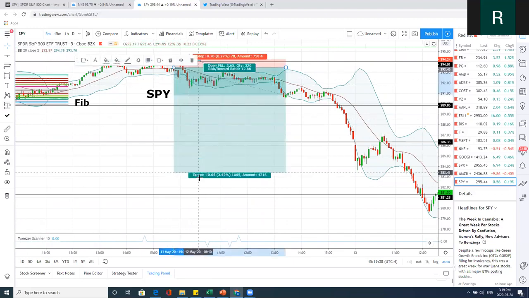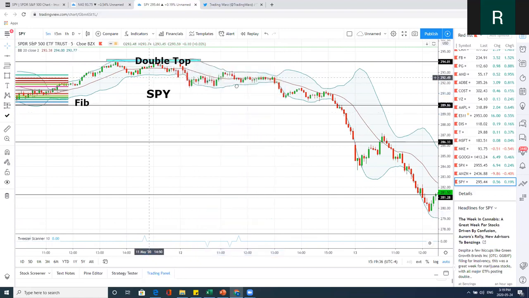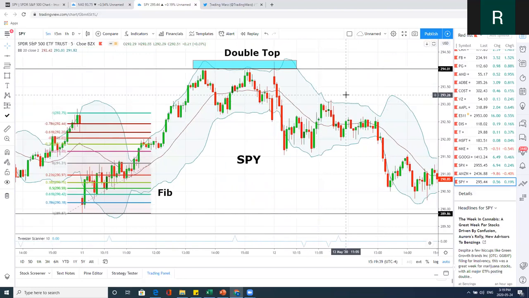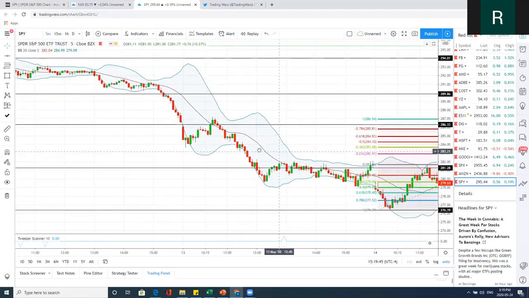And if you were able to play this correctly, you could have made 18R, which is equivalent to 30-ish% of your account. So that's a huge winner. So these double tops, double bottoms, very reliable, very good setups. And then I'm going to keep going. I had a few more examples for you guys.